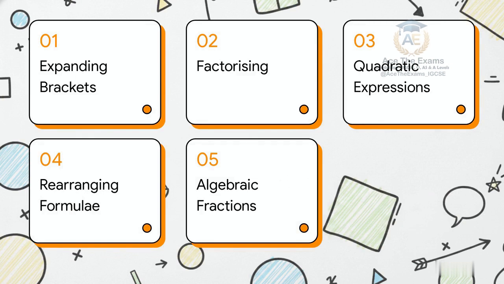This is the ultimate strategy to mastering the 5 essential tools in our mathematical toolkit. First up, we're going to look at expanding algebraic brackets. Second, we will master the art of factorizing. Third, we'll be cracking quadratic expressions. After that, we'll learn the secrets of rearranging complex formulae. And finally, we are going to face the ultimate challenge, the final boss, taming algebraic fractions. Let's get right to it.